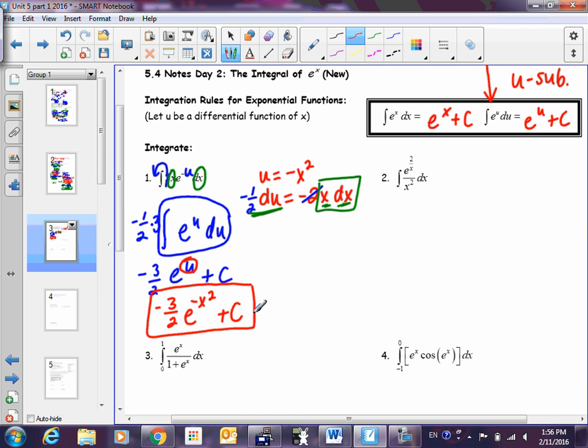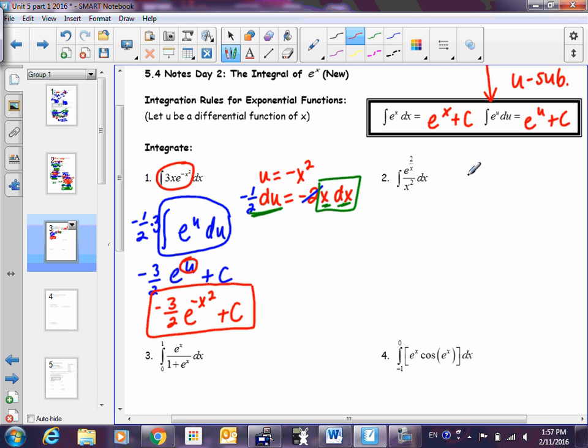Is that e to the negative x squared? Yes, just like it is in the beginning problem. Oh, it's the same thing. How could we check this? Derive it. I'm going to erase all this now, but we should get this thing right here. If we simplify and derive, we should get that, and we would. I'm not going to spend time doing that, though.